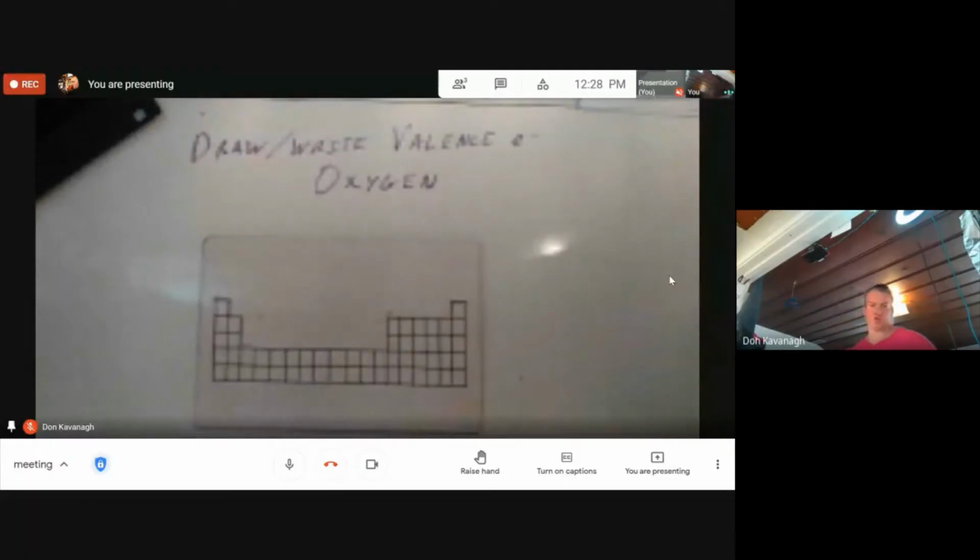We're going to write and draw the valence electrons for oxygen. Let's begin by drawing in our electrons and labeling some of the principal quantum numbers from the periodic table here. So we're going to find the box that oxygen is located in, right here, and we're going to fill it up with electrons, alternating the spin of our electrons every time.